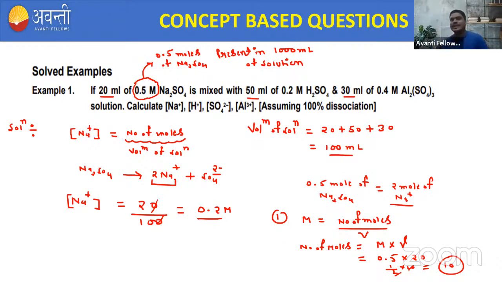Did everyone understand? That's why we wrote 20. Is it clear to everyone? What did we need here? Number of moles. We need number of moles divided by volume of the solution. For the number of moles, we use the formula molarity, which is equal to number of moles upon volume. So number of moles is equal to molarity into volume. Molarity of the solution is given, volume is already given, so we can calculate, it comes out to be 10. So 10 mole of sodium is present in this 0.5 molar solution. But as we can see, in Na2SO4, 2 moles of Na are produced, so we multiply 10 by 2, which comes out to be 20.